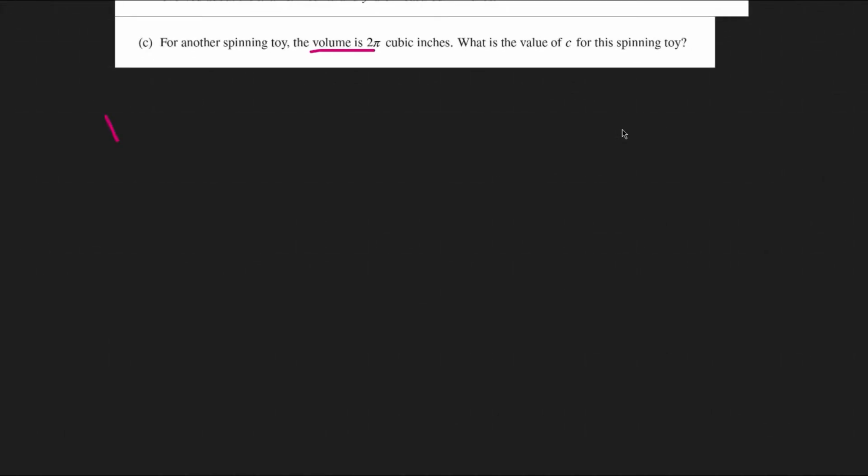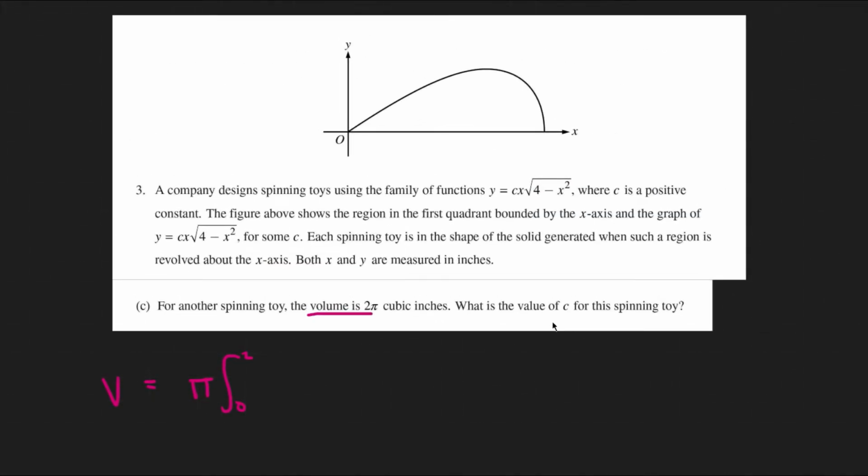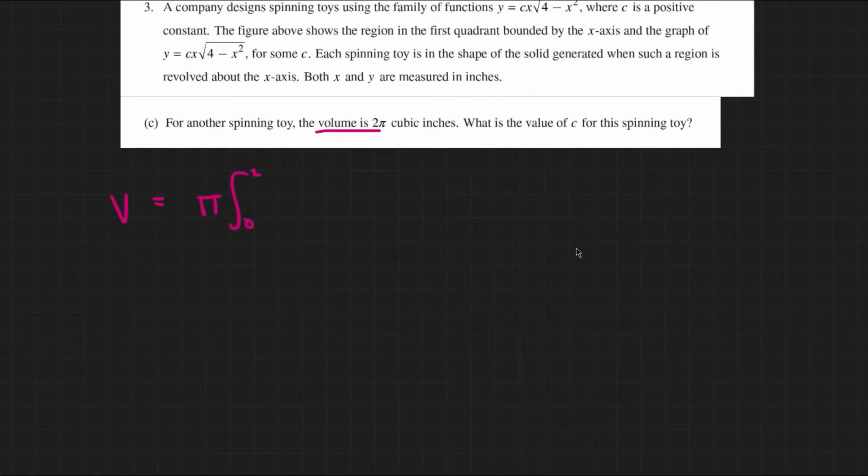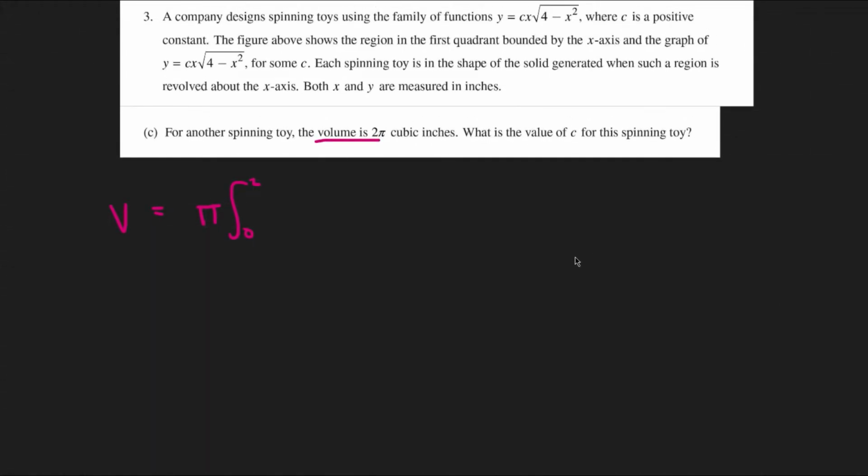Our volume is going to be equal to pi integral from 0 to 2. And like I said, from part A, we know that for whatever c value this is, our domain is always going to be 0 and 2. And then what's inside is going to be this function.